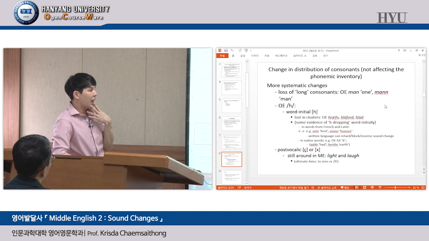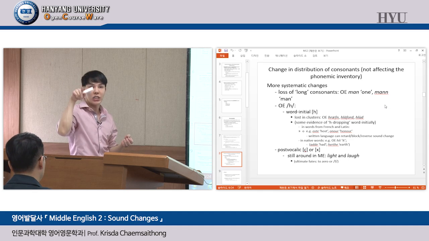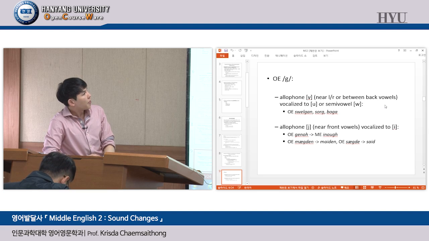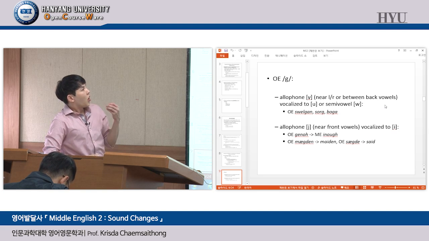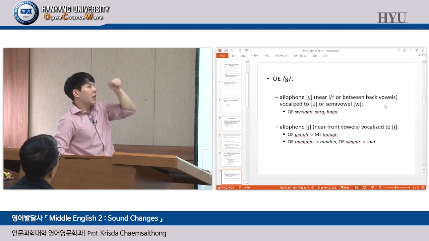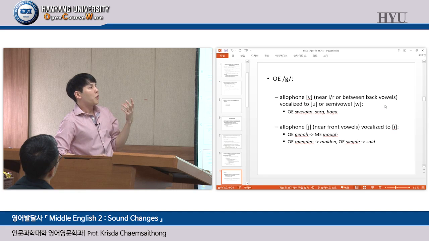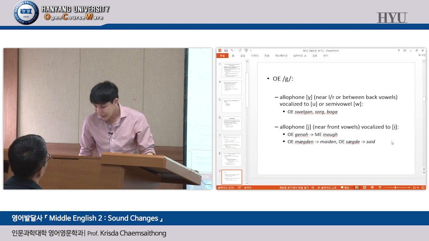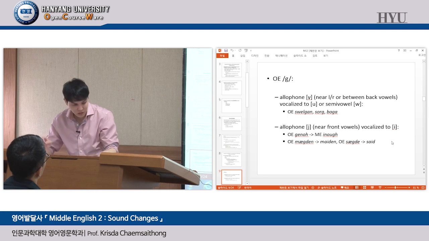Post-vocalic C with a tail or X, still around in terms of sound in Middle English, but spelled with a GH. The G sound, when it's like a bow tie, like that, is usually what we call, what's the process here? Vocalization. Let me spell that for you.